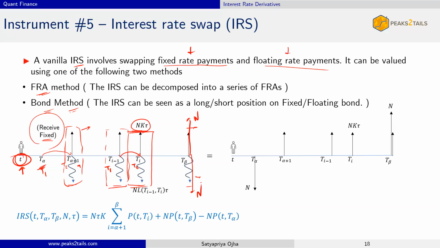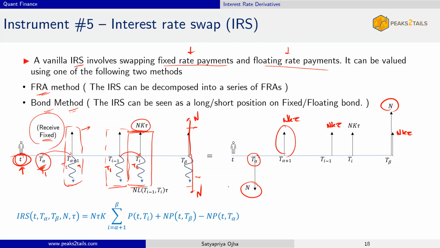Okay. And you can pretty much see, I have done the diagram here. So the fixed coupon starts from T alpha plus 1, fixed N K tau everywhere. And in the end, it is N K tau plus N. I added this artificially. And the entire floating rate bond discounts to par at the first reset date. Correct?